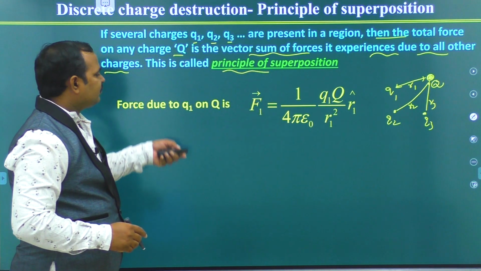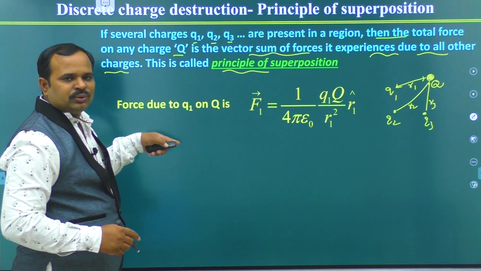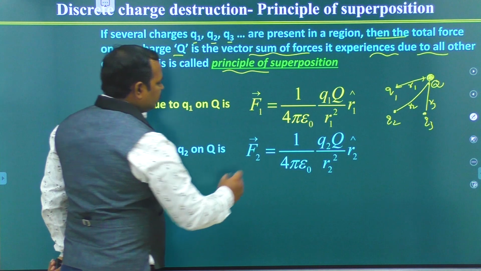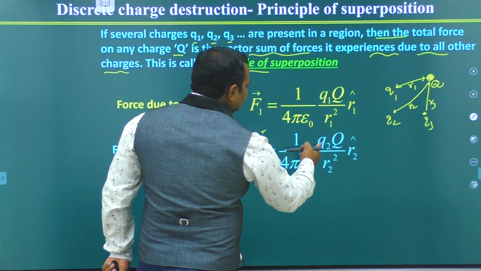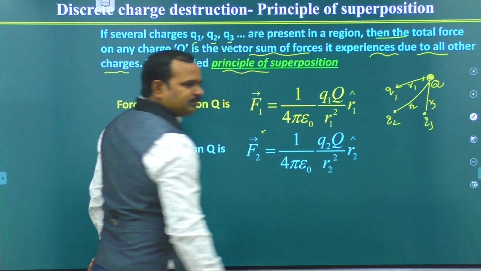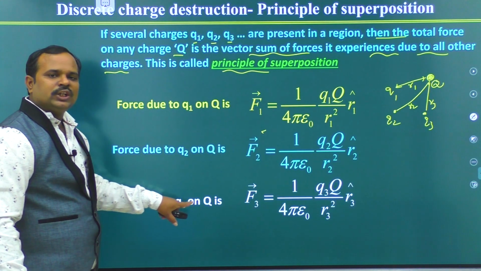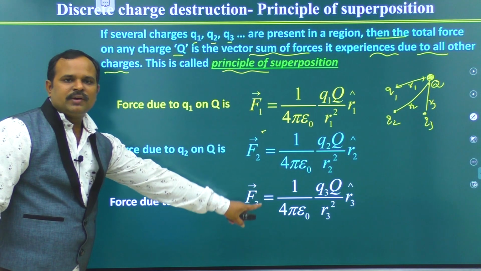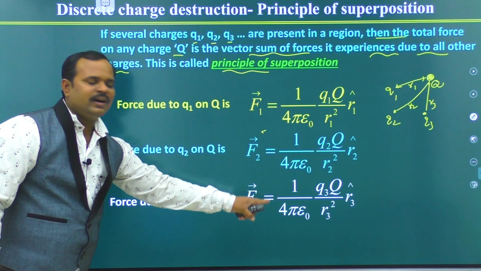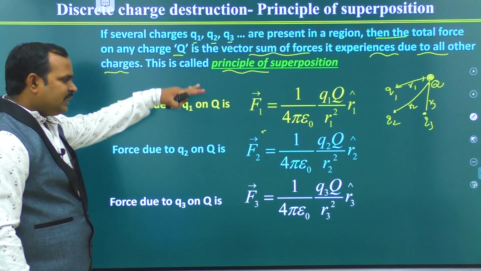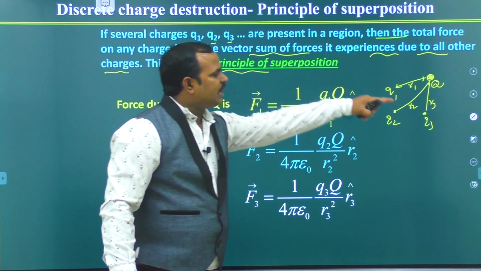Similarly, we can also write the force experienced by Q because of Q2 this way. F2 is equal to 1 by 4 pi epsilon naught Q2 into Q by R2 square. Similarly, the force due to Q3 on Q is F3 is equal to 1 by 4 pi epsilon naught Q3 into Q by R3 square, and the direction is R3 cap. Now, these are the three different forces acting on this capital Q.